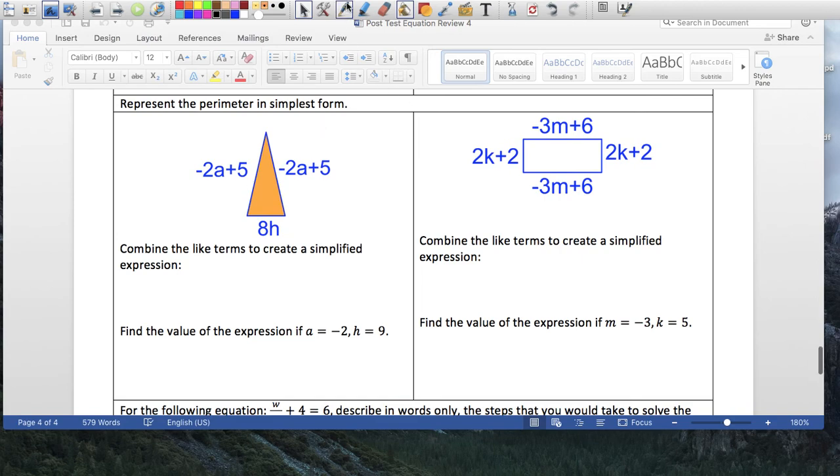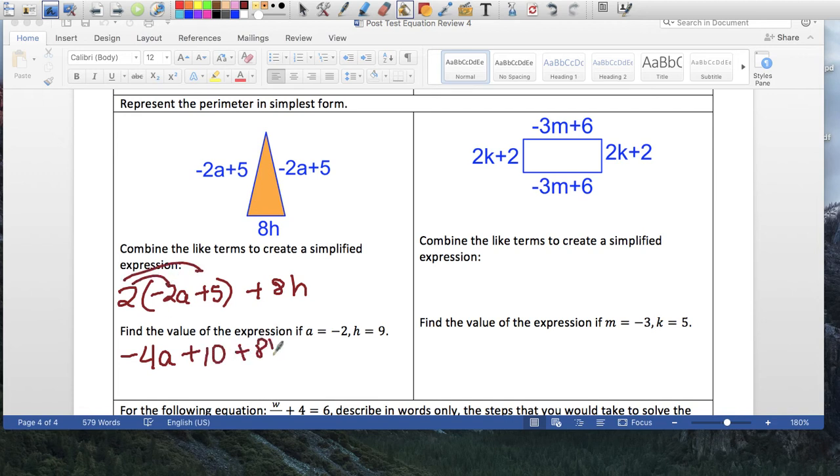This one will be on part 2 of your test. So we have two sides that are the same: negative 2a plus 5, and then plus 8h. This is not your simplified version. You have to do the distributive property, and you get negative 4a plus 10 plus 4h. This is the simplified version.